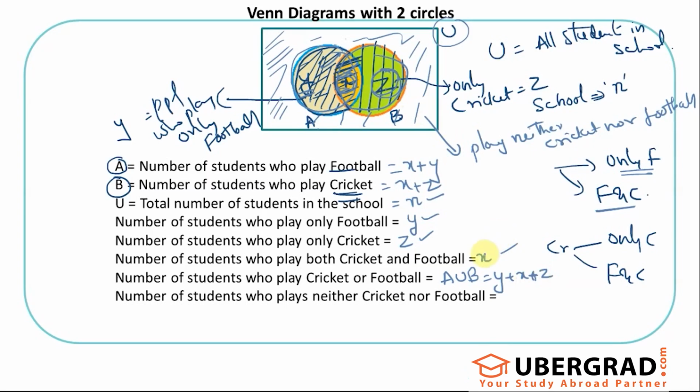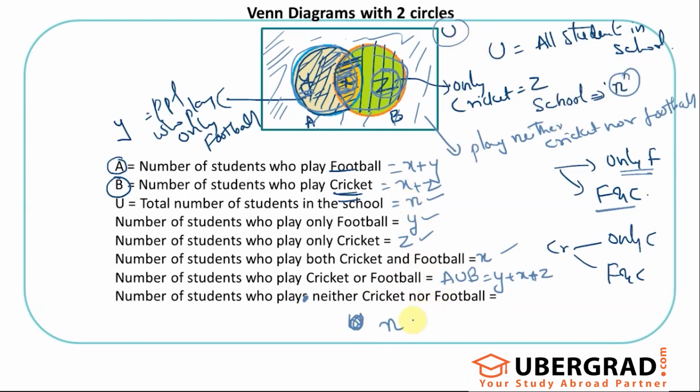If I add all three of them, I should answer this question, which asks the number of students who play cricket or football. Finally, the number of students who play neither cricket nor football, what would that be? The entire universe, basically n number of students is what I assume, right? Let's assume the number of students is n.